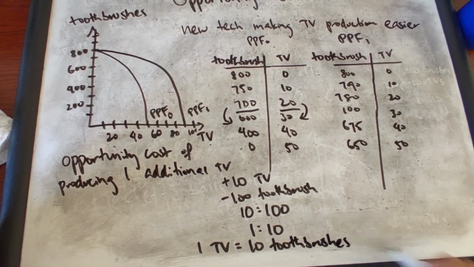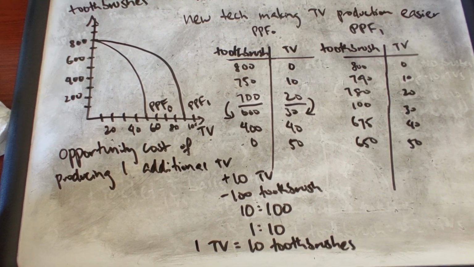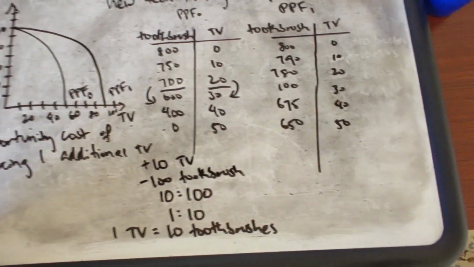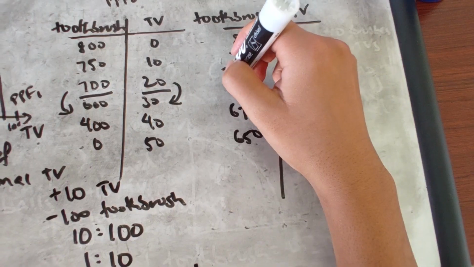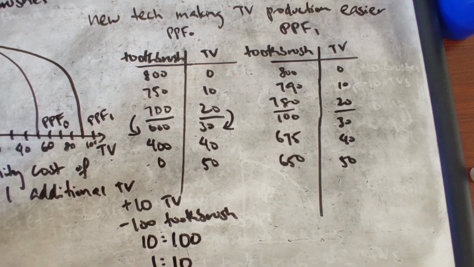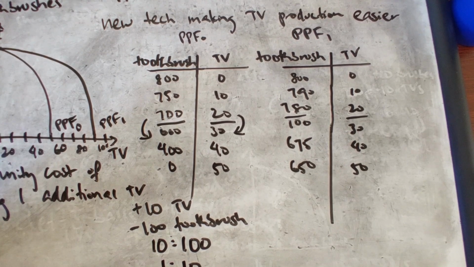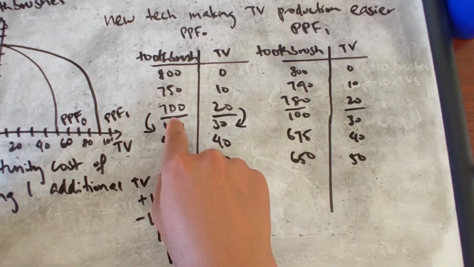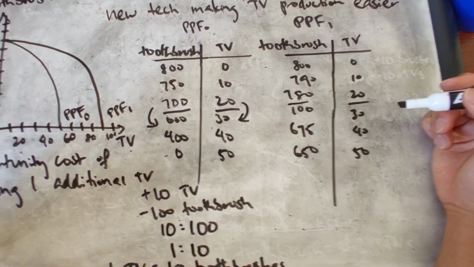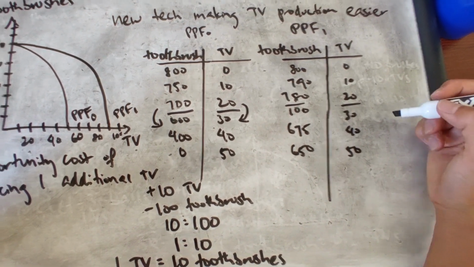So what this means is that for the company to produce one additional TV, they're going to have to sacrifice 10 toothbrushes based off of the table and the graph. So let's see what happens after the change. Let's say that they're still producing at the same rate. So what this table has is the same amount of TV production, but the amount of toothbrushes relative to that is different. Because normally here it is 700 to 20, now it's 780 to 20. So let's try to find the opportunity cost of a TV when the new tech that's making the TV production a lot easier is implemented.